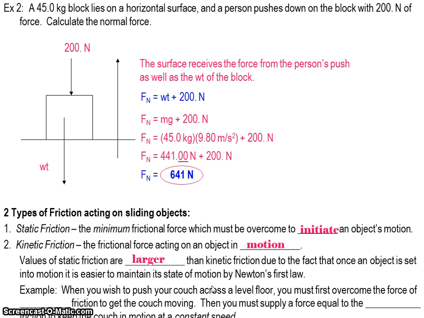It says when you wish to push your couch across the level floor, you must first overcome the force of static friction to get the couch moving. Then you must apply a force equal to the kinetic friction to keep the couch in motion at a constant speed.